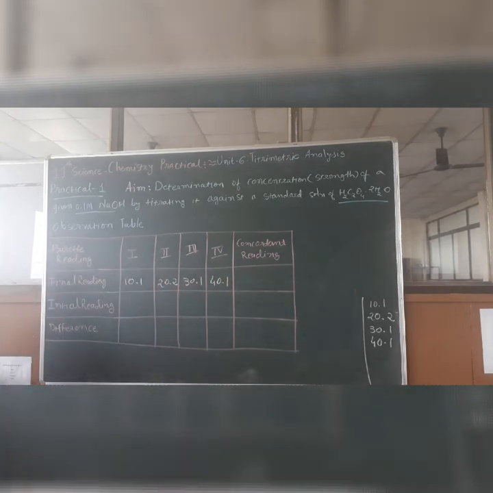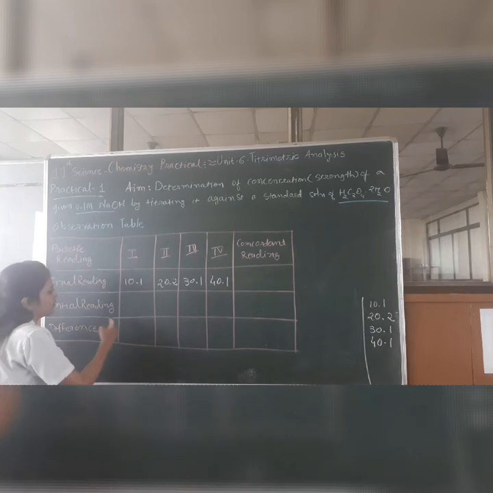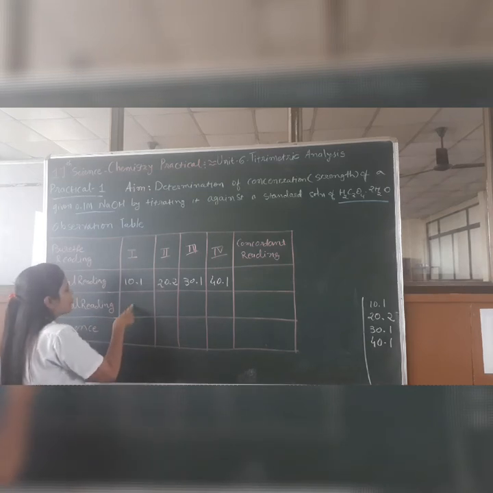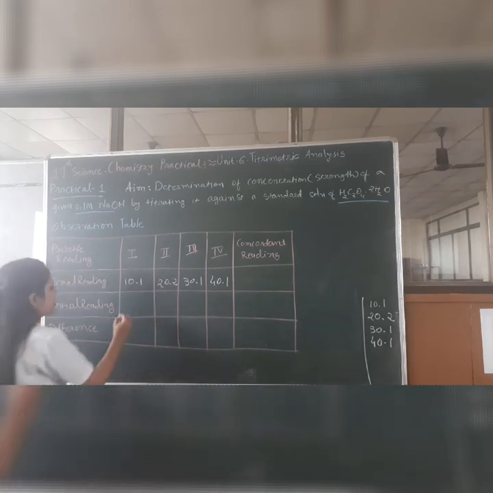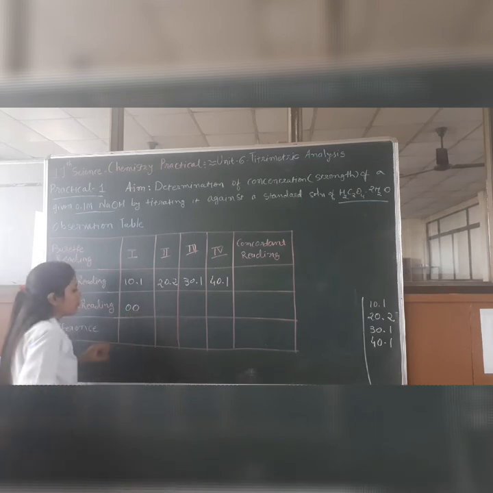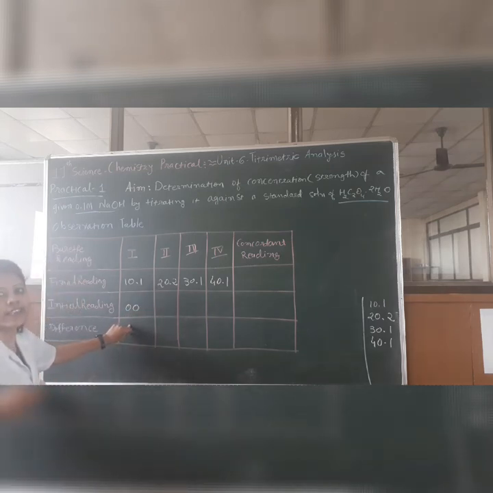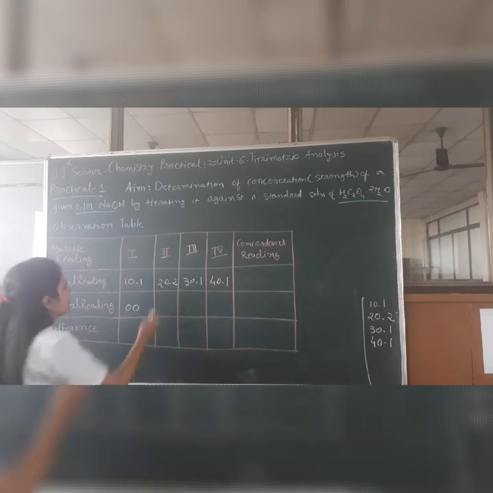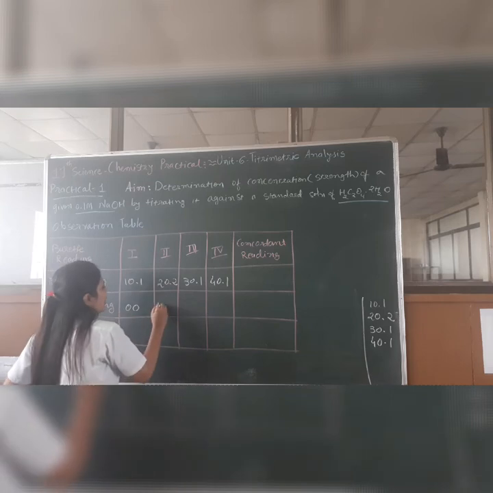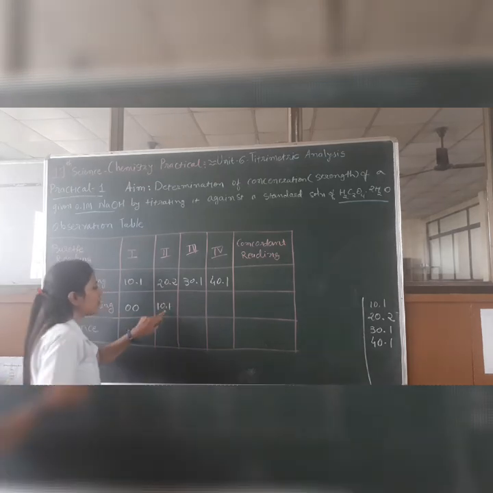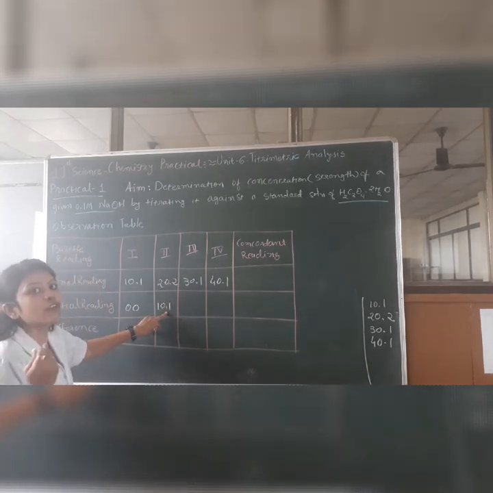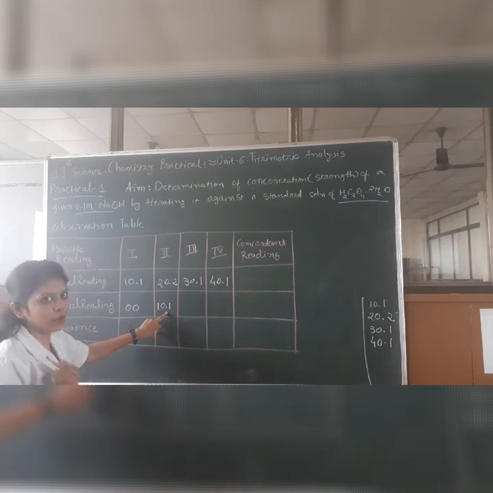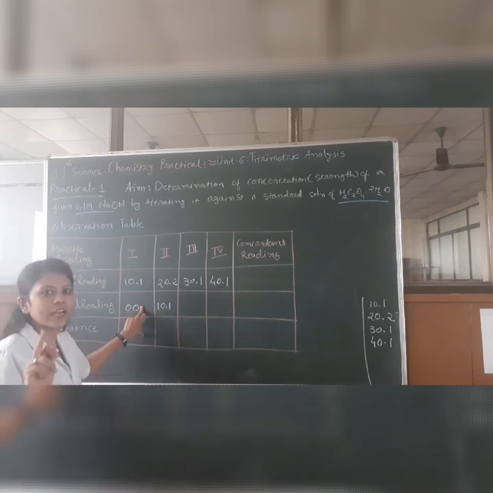Most important, for the initial reading, the first reading we have to write 0.0, because we have already started from 0. That's why we have to write 0 here. Then for the second reading, the initial reading is 10.1. Why? The reason is that we have continued from 10.1. Our first reading is 10.1.